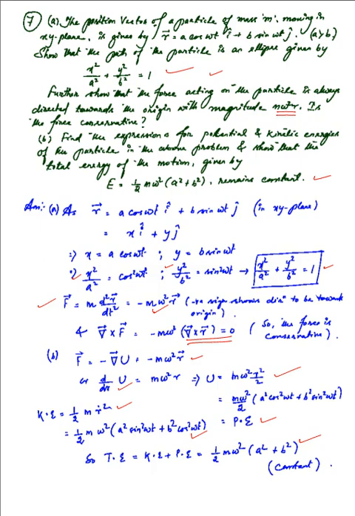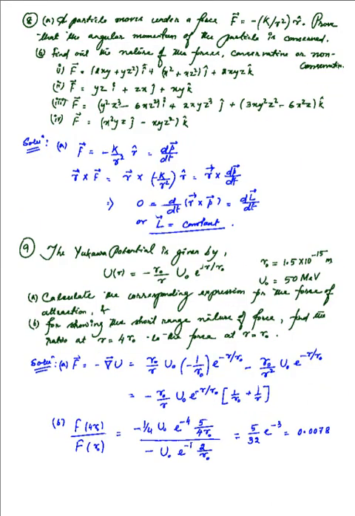In the next case, we have question number 8 on your screen. A particle moves under a force that has been given as negative k over r squared, r hat being a unit vector. We have to prove that the angular momentum of the particle is conserved, and also find out the nature of the forces, whether they are conservative or not, in those 4 expressions for forces that we have. I haven't really done the second bit, that is bit B. I have left it for you.